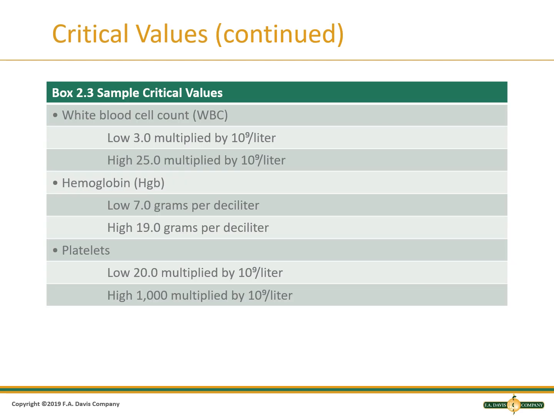Here's a graph of some examples of critical values, and this may vary from site to site. So you have your WBC, or your white blood cell count. If it's lower than 3 or greater than 25, it would be considered critical. Hemoglobin, this chart recommends anything below 7, which I mentioned 8, and higher than 19. Platelets at 20,000 or lower, or higher than 1,000, which is multiplied by 10 to the 9th per liter.